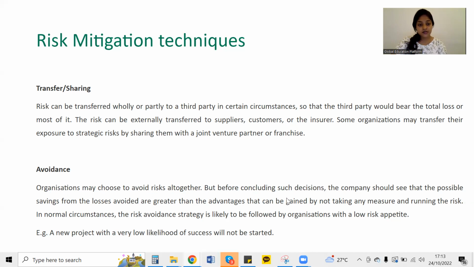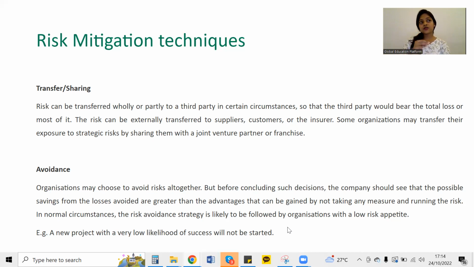In normal circumstances, the risk avoidance strategy is likely to be followed by organizations with a low risk appetite. Example, a new project with a very low likelihood of success will not be started. So that is you avoiding the risk. There is less damage in that case, right? Maybe there would be less sunk cost because it's a new project. You've not gone to an extreme where you have to deal with it or make some profits in order to manage it. There are no such instances, so in that case, the risk can be avoided.